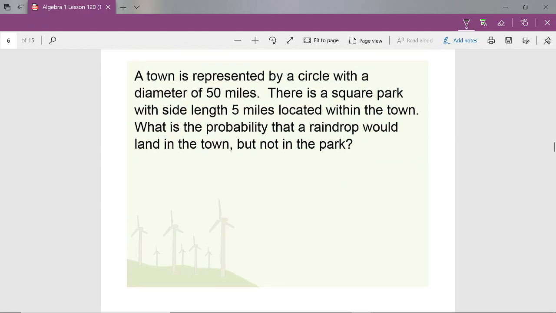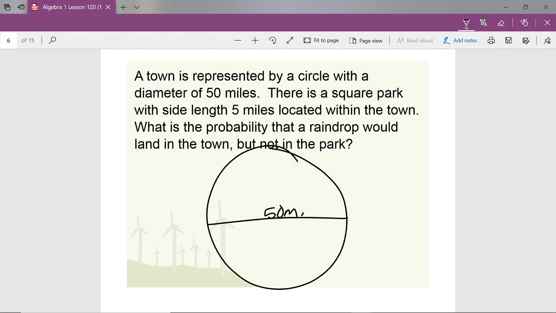Let's try again. A town is represented by a circle with a diameter of 50 miles. There's a square park with a side length of 5 miles located within the town. All right. What is the probability that a raindrop would land in the town but not in the park? So this is kind of like what we were seeing before. I don't actually want the area of this one to find my probability. I want the area of what's outside of that park. So I still have to find the area of each of those pieces.